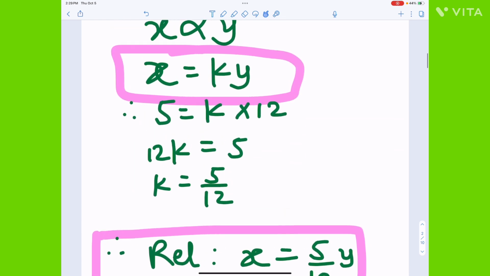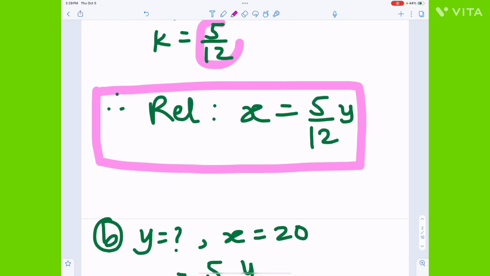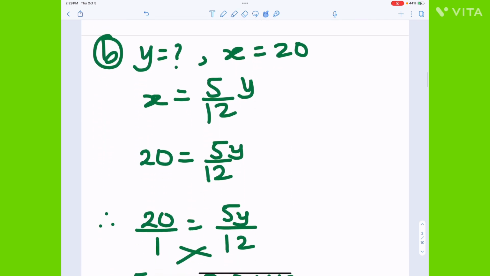Coming back to x is equal to ky, you replace k with the value you've gotten, 5 over 12. So the relationship between x and y will be x is equal to 5 over 12y. That gives you the relationship between x and y. The question now says find y when x is 20. This is simple. You know the relationship.